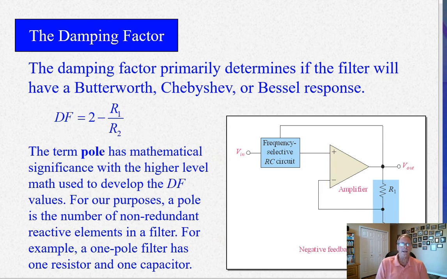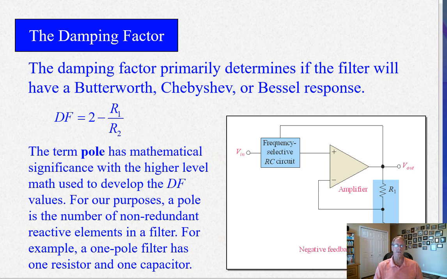Okay, let's talk more about the damping factor. Damping factor will determine whether you have a Butterworth, Chebyshev, or Bessel response, or any other number of responses, which there are others. Again, a pole is a mathematical definition of a single RC filter pair. All right, so single pole is 1 RC, which as we saw before, but we'll see that again.